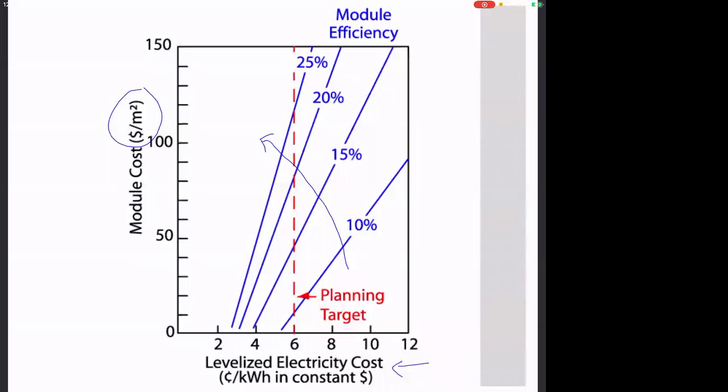because it just means that if you have a more efficient module, you can sell it for a higher profit margin, for instance. And as a consumer, this is good because you only need to purchase fewer modules to get the same amount of power.